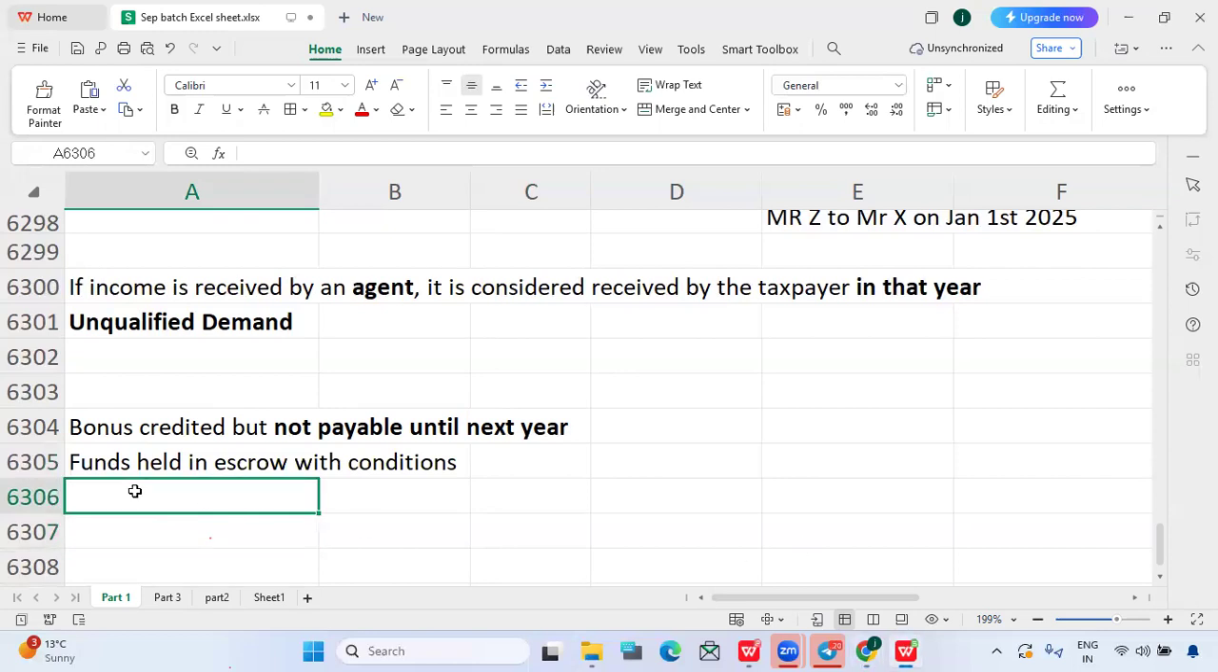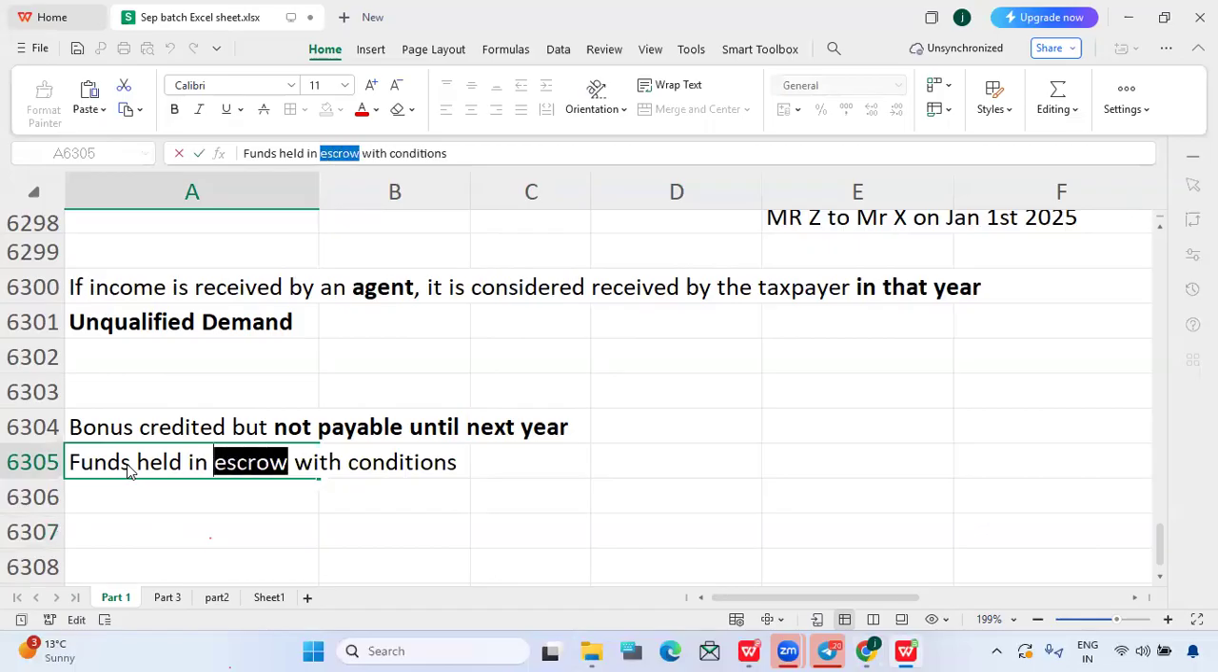Can we apply the constructive receipt concept to escrow? Escrow is a kind of account where they manage your funds. Whenever you give instructions, they will manage. We can see this in home mortgage interest cases. You can keep some money in escrow and some in the bank. If you instruct them to pay real estate taxes or home mortgage interest, they will pay from the account.